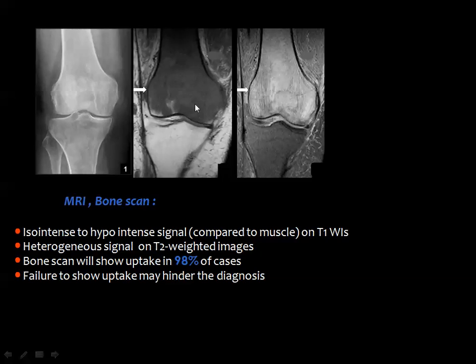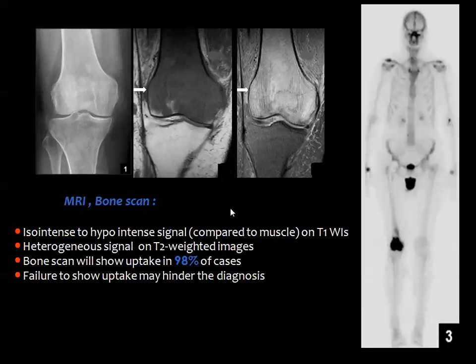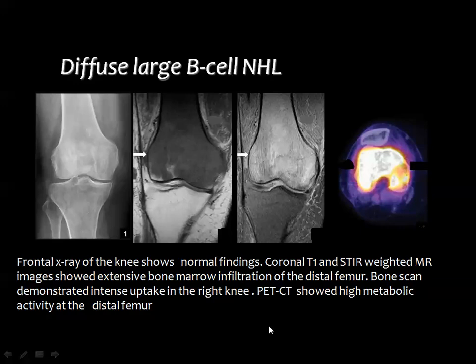And this appearance, in my opinion, is one of the highly suggestive appearances on MRI for lymphoma, especially in adults. And if you are able to see some sclerotic appearance in the plain X-ray or the CT scan. On MRI T2 weighted image, the lesion shows increased signal intensity, and of course by PET scan and the bone scan you will see tracer uptake in the region of the lesion.